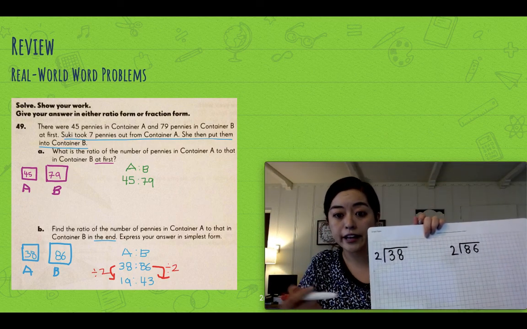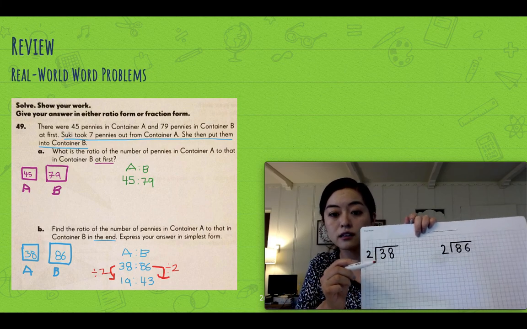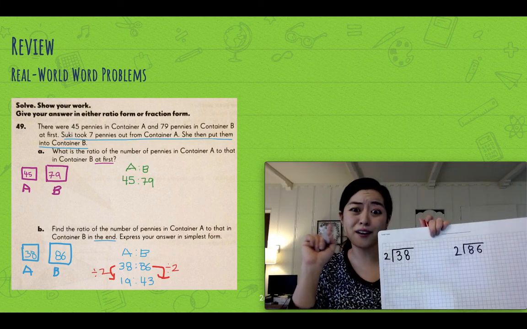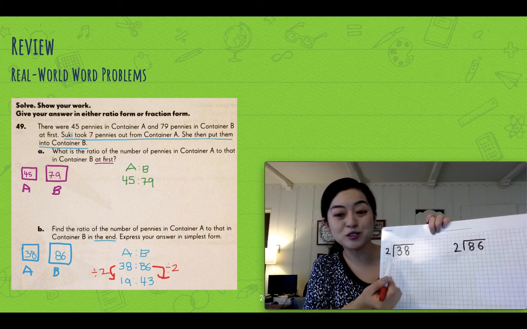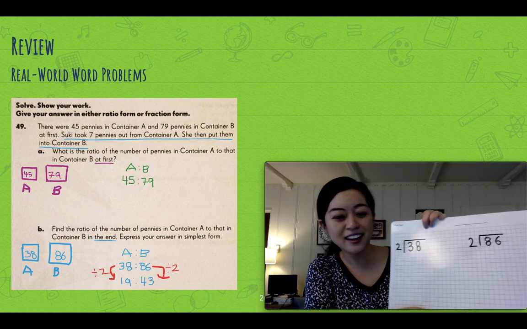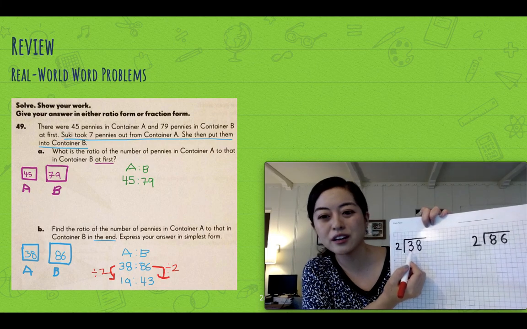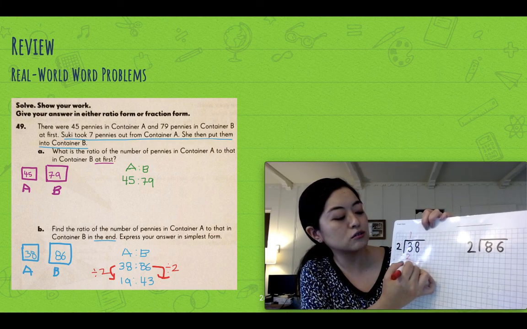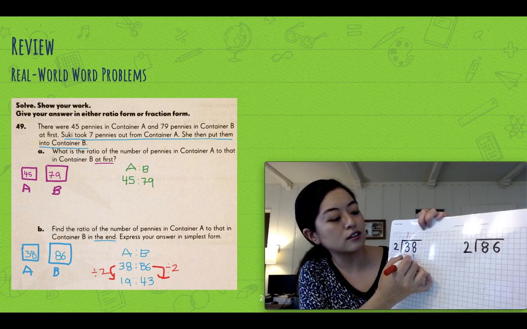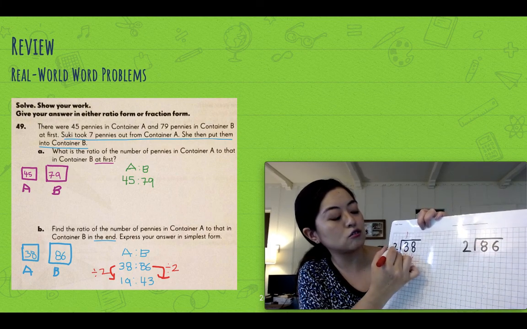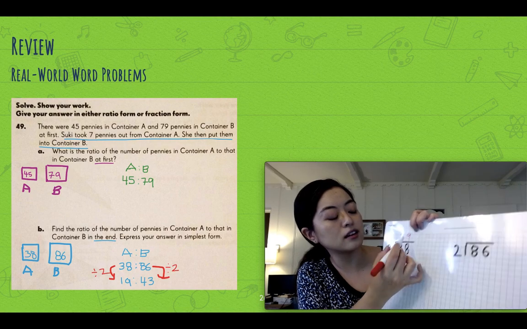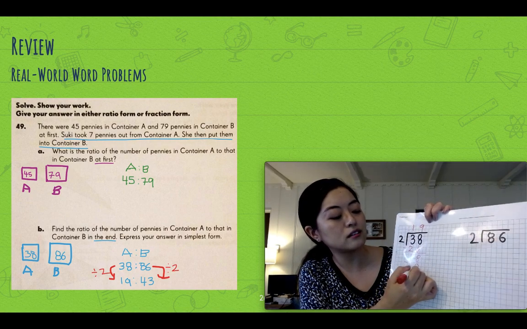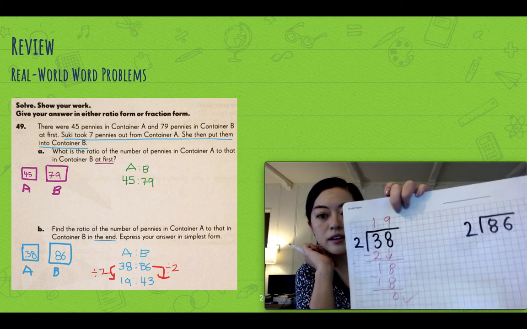Although the answers are on the screen, if you want to see and recall how I do long division, let's do it together. 2 goes into 3 how many times without going over? Once. I subtract 2, so that's a 1. Then I bring down the 8. 2 times what gets you 18 is 9. Sweet, that's what I want.